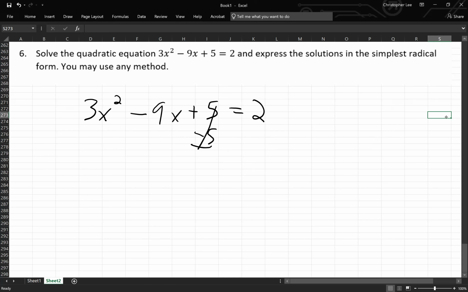But we've got to be fair. When I do the one side of the equation, I have to do the other side of the equation. So now what do I have? I have 3x squared minus 9x is equal to -3.